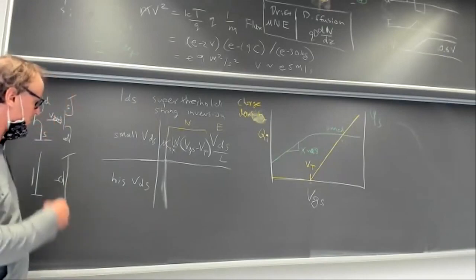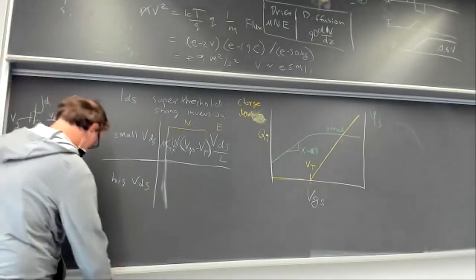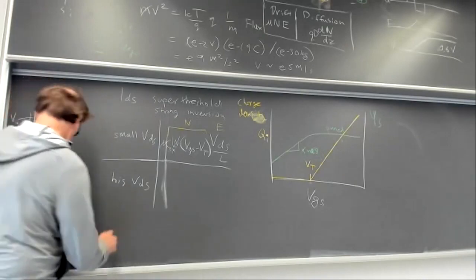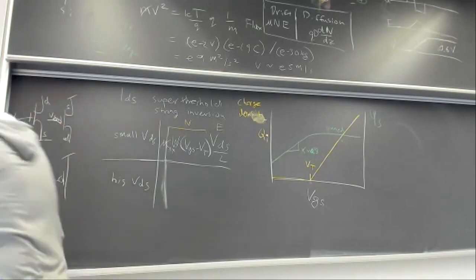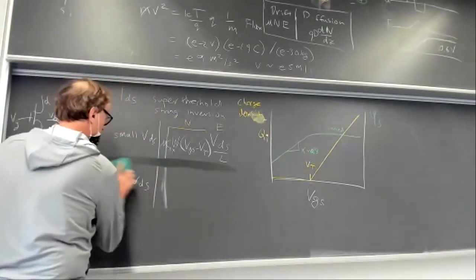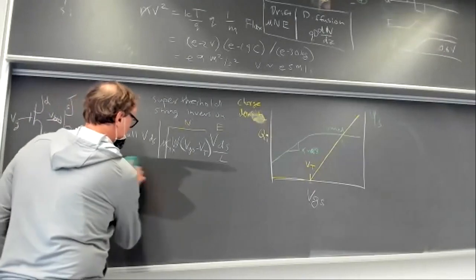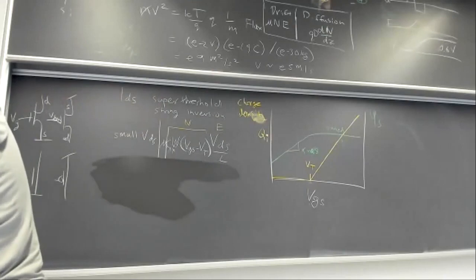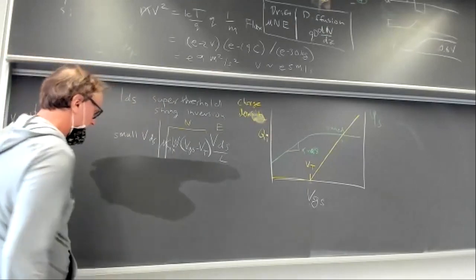Okay, so now what happens when you have a big source drain voltage? I'll just write the equation first. Hampered by the fact there's no good eraser. Try to do this here. The problem is that now it's wet. So I have to wait for it to dry out a little bit.